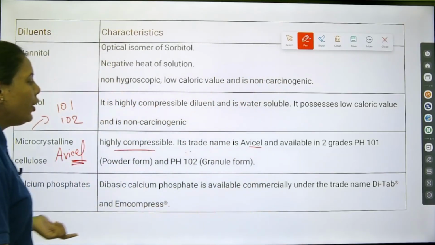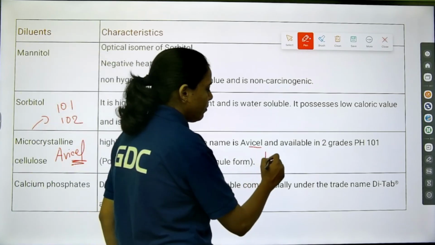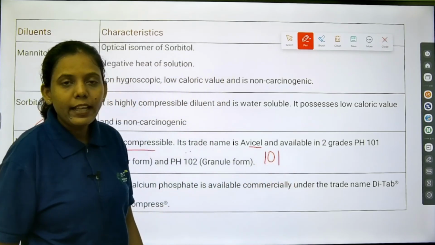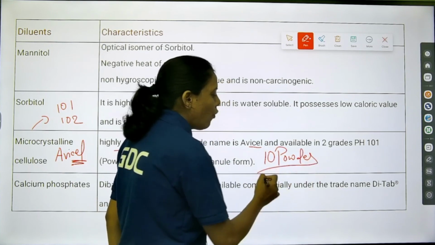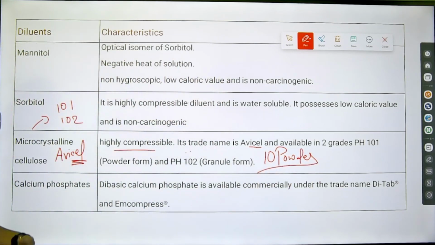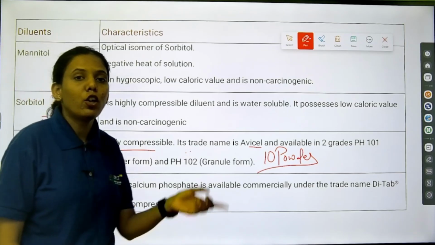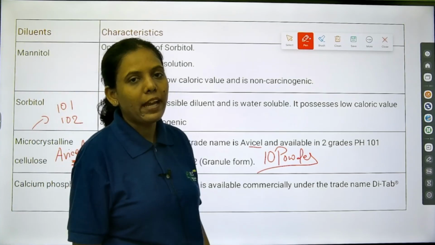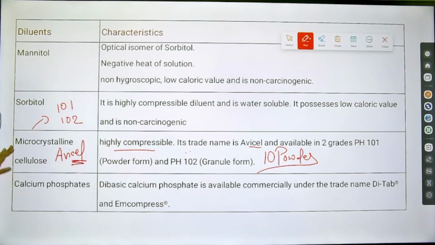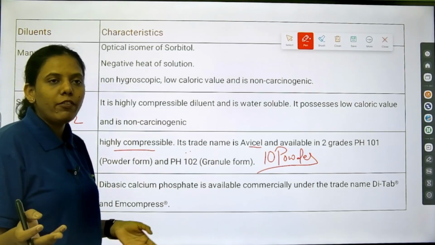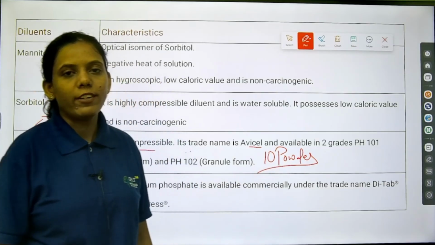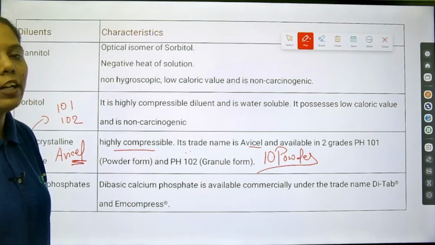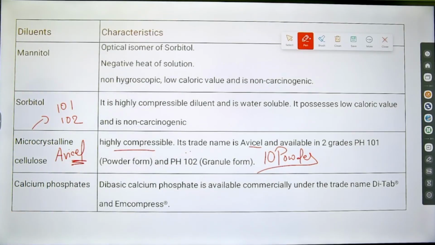In that case, you just remember like this. This is 101, right? Make a P out of it. So 101 is your powder form. Make a P out of it and the remaining is your 102, so that is a granular form. Very easy. If you get confused, make a P out of it, or whenever you are making your tricks, you can write it down like that so that you will not forget. So 101 is a powder form, 102 is a granular form. The trade name is Avicel.